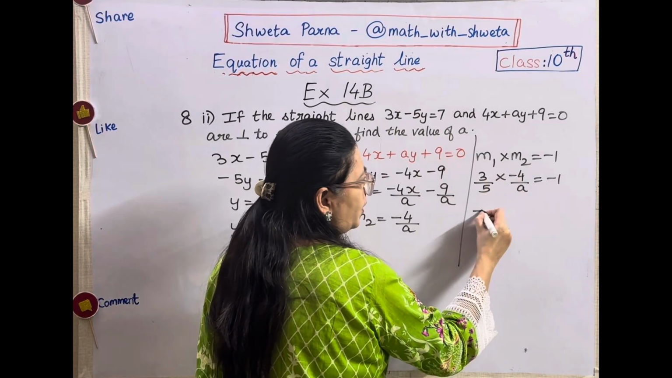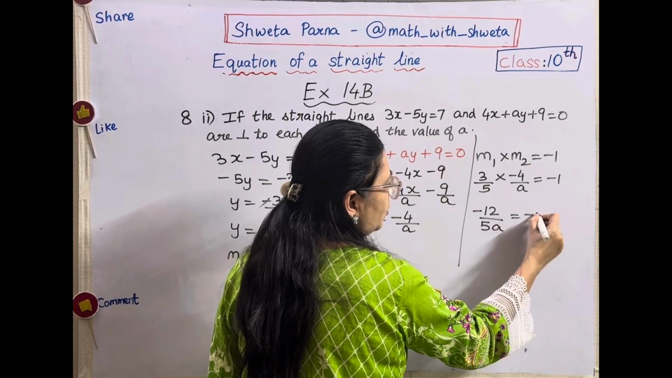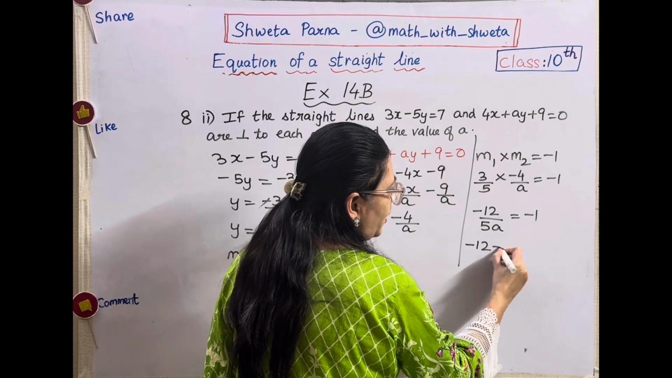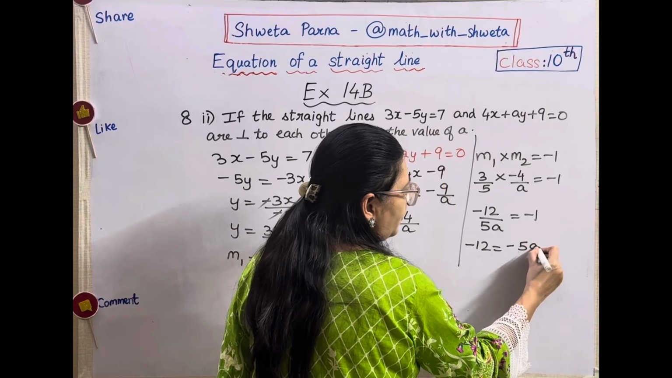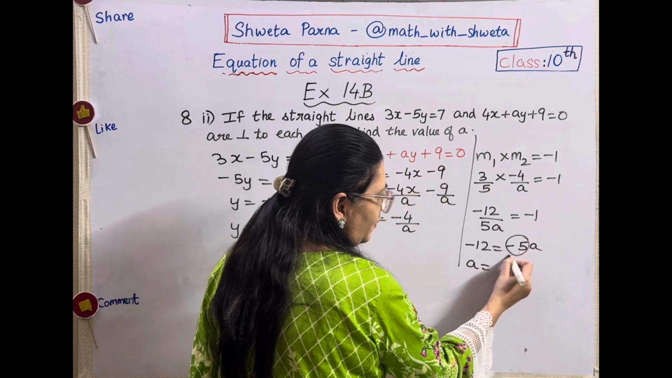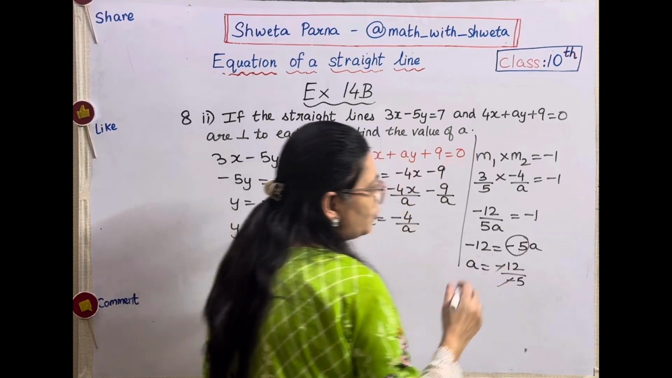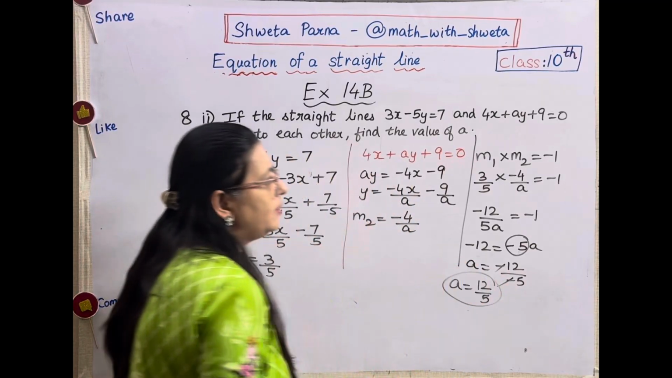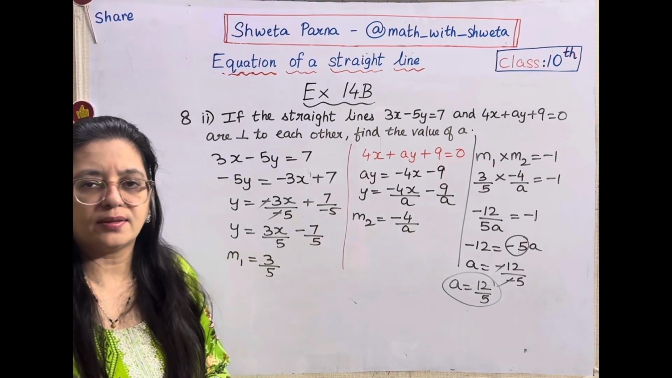3 into minus 4 is minus 12. 5 into a is 5a is equal to minus 1. Okay. Now cross multiply this. Minus 12 is equal to minus 1 into 5a is minus 5a. Now you have to find the value of a. So this minus 5 will come here. You will divide it. Minus minus cut. So value of a is 12 upon 5. This is your answer. I hope it's clear. Come on, let's go to the next question.